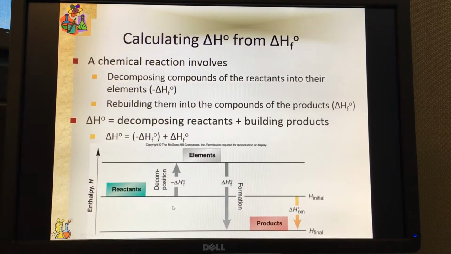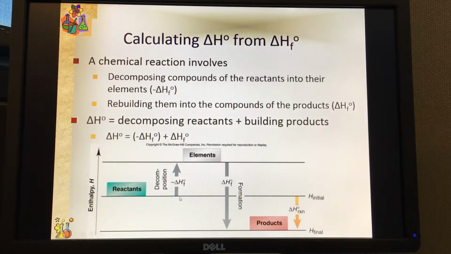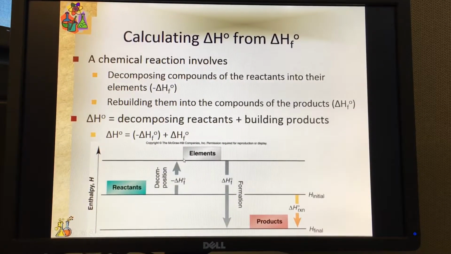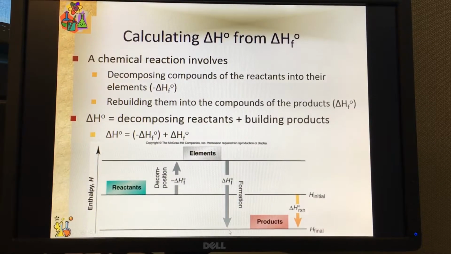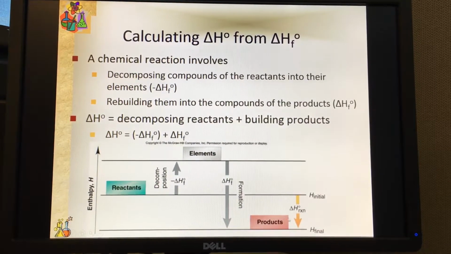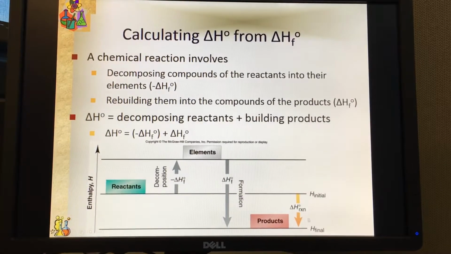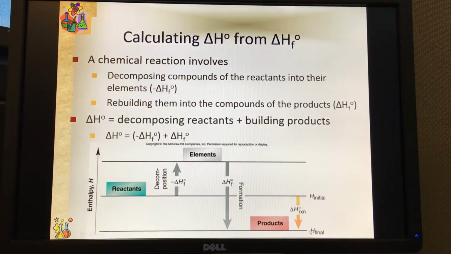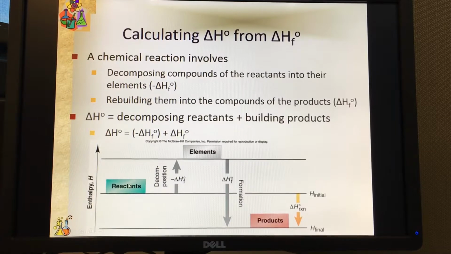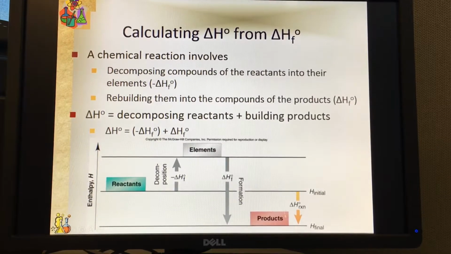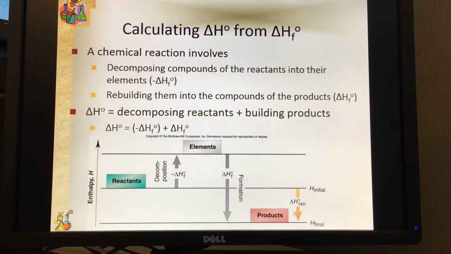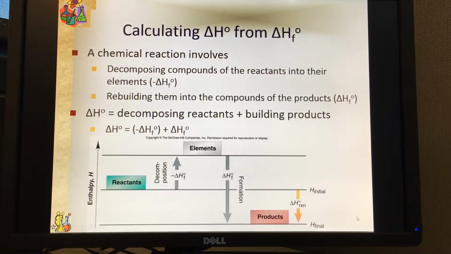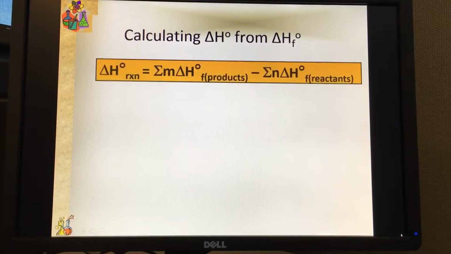So when we look at enthalpy of an overall reaction, first we're going to break down the compounds in our reactants with their enthalpy of formations, then take their pure elements and form them into new compounds. The overall enthalpy of our reaction is our initial compared to our final. The products minus the reactants is the overall enthalpy of our reaction. But we can use the enthalpy of formations of our reactants and products to calculate this overall enthalpy. Here's an example.